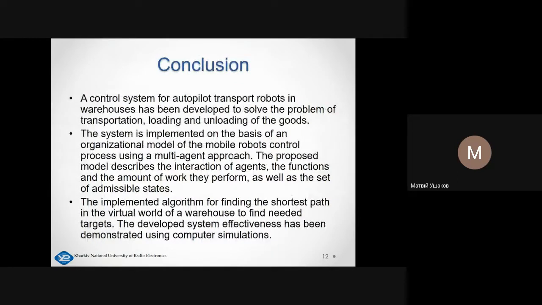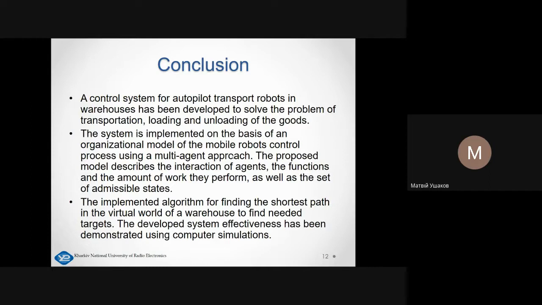Conclusion. A control system for transport robots in warehouses has been developed to solve the problem of transportation, loading, and unloading of the goods. The system is implemented on the basis of an organizational model of the mobile robots control process using a multi-agent approach. The proposed model describes the interaction of agents, the functions and the amount of work they perform, as well as the set of admissible states.